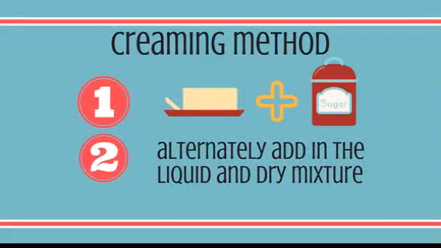Basically, you are creaming the room temperature butter with the sugar, whipping it up and incorporating a lot of air, and that's going to help with rise in addition to any baking soda or baking powder that you add to the cake. So that's the creaming method. After you've whipped up the butter and the sugar together, then you would add in the liquid and dry ingredients alternately.